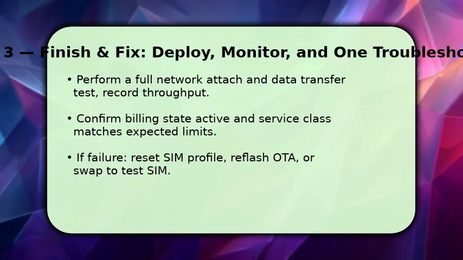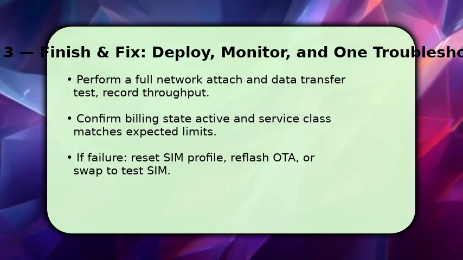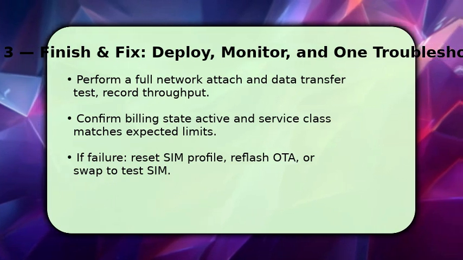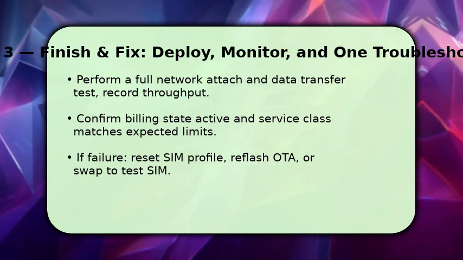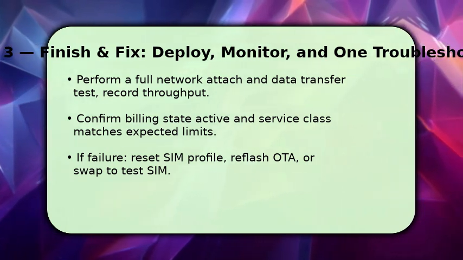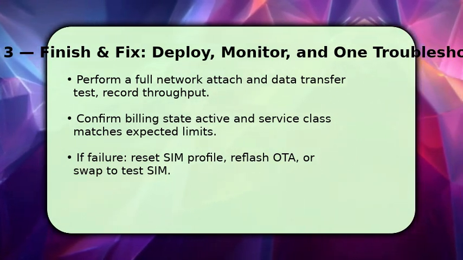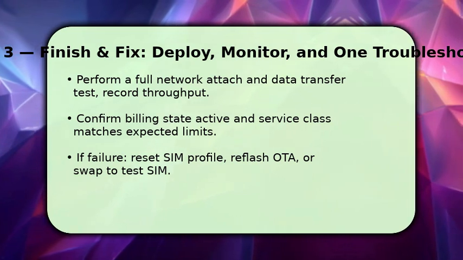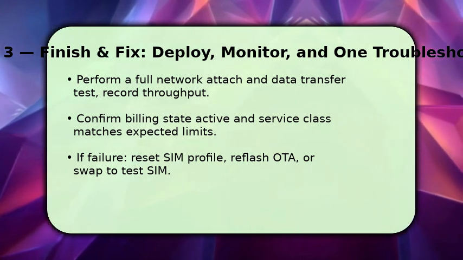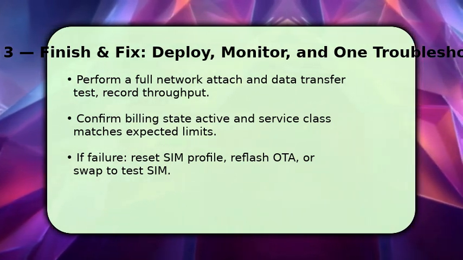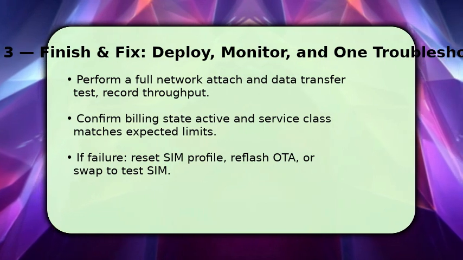sequences. You finish by forcing a full network attach and running a data transfer test to verify real-world connectivity and throughput. Once done, confirm the carrier shows the billing state is active and the service class matches your expected limits, because provisioning without billing authorization often blocks traffic. Make sure to document the final status codes. If things go wrong, reset the SIM profile, reflash the OTA provisioning file, or swap to a known test SIM to isolate hardware versus provisioning issues.